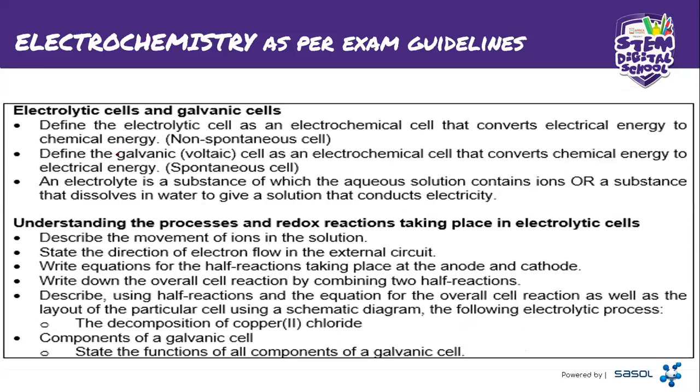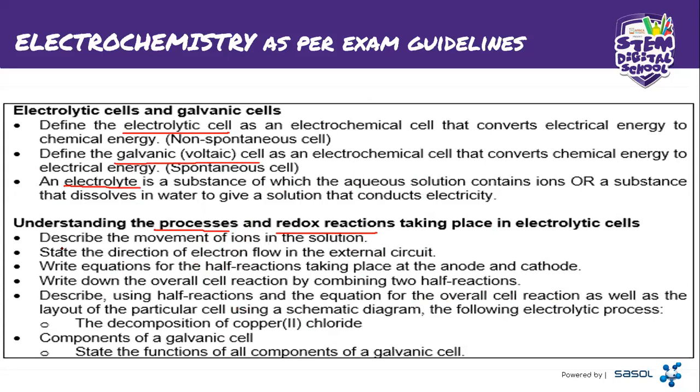And then remember, we are also required to be able to define what an electrolytic cell is, and also be able to define what a galvanic cell is, and also be able to define the term electrolyte. Now, I'm not doing that for now, my dear learners. We've done this and we've discussed this. Then we must know the processes in electrolytic cells, as well as the redox reactions that take place in electrolytic cells.